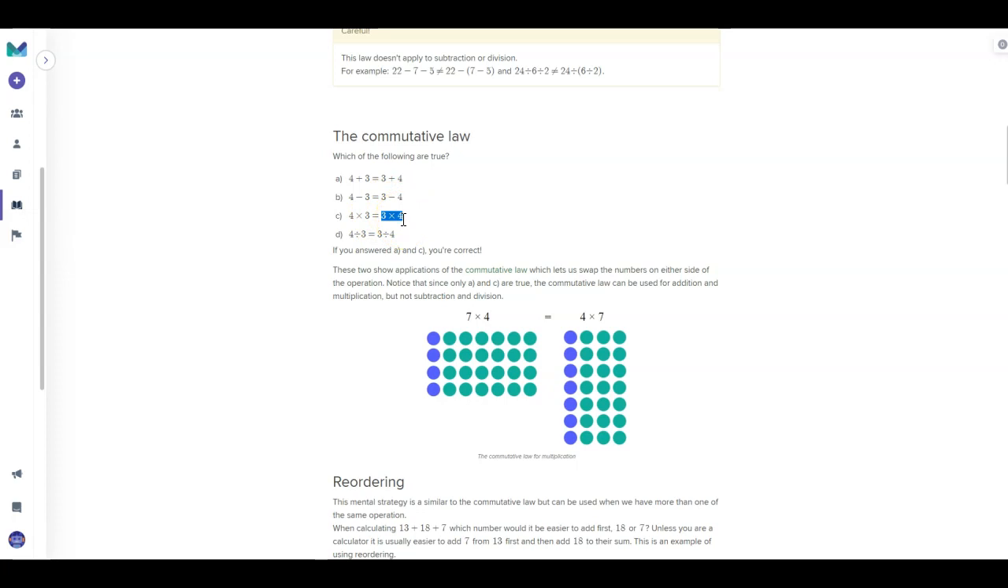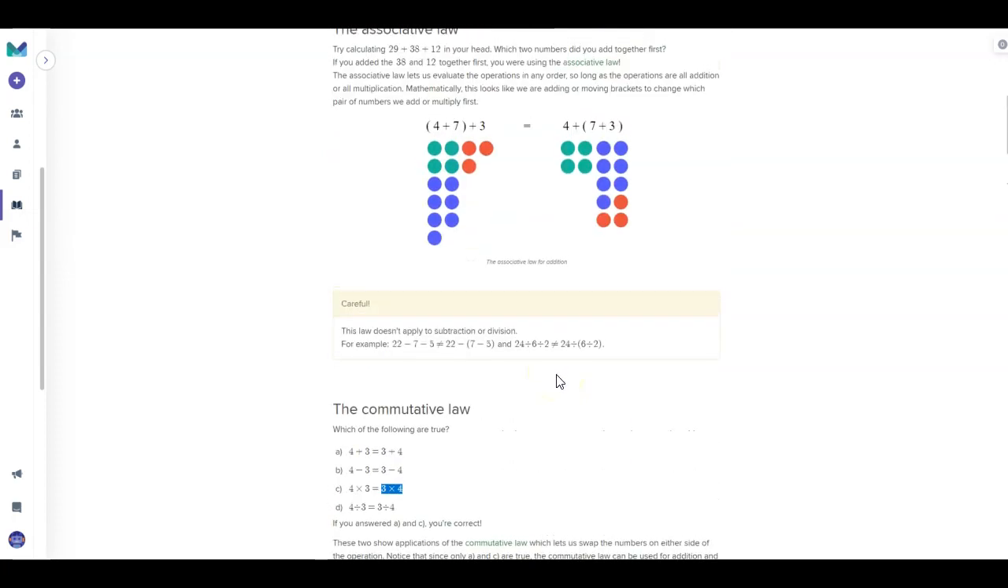However, we also know that it doesn't work for subtraction. So 4 minus 3 is definitely not the same as 3 minus 4. And it also doesn't work for division. 4 divided by 3 is not the same as 3 divided by 4. So we've already been using the commutative law. We just didn't have a name for it. So now you do. It's called the commutative law. So if you have two numbers being added or two numbers being multiplied, you can swap those numbers around and still get the same result. So that's the first law we'll look at.